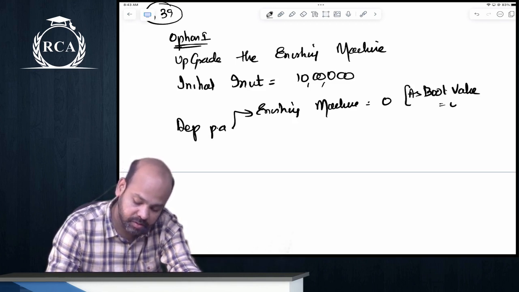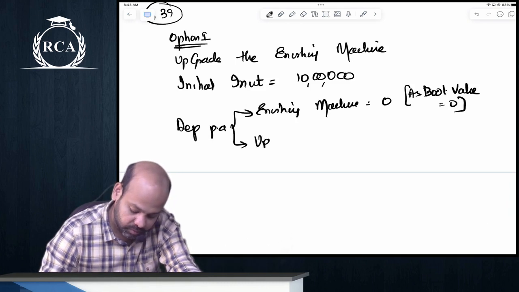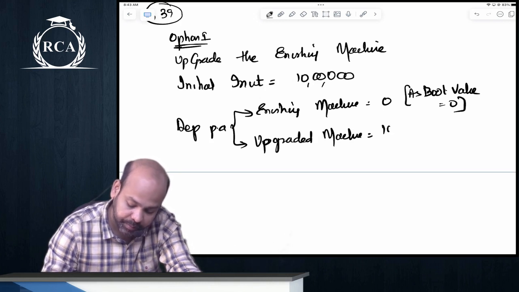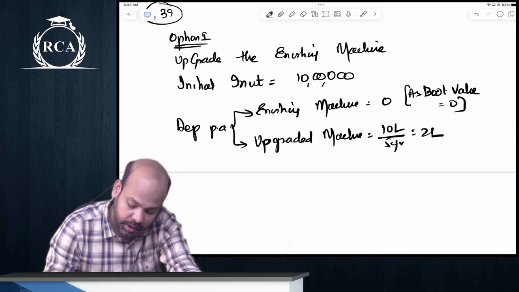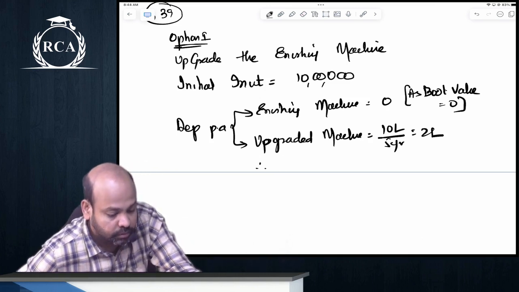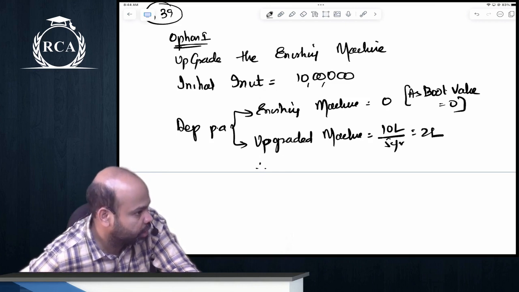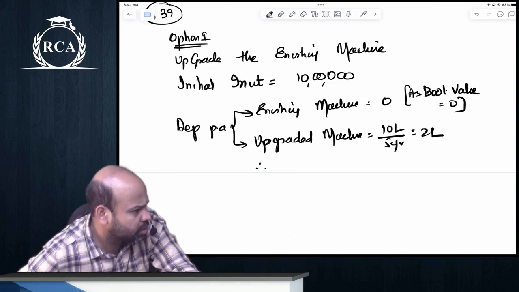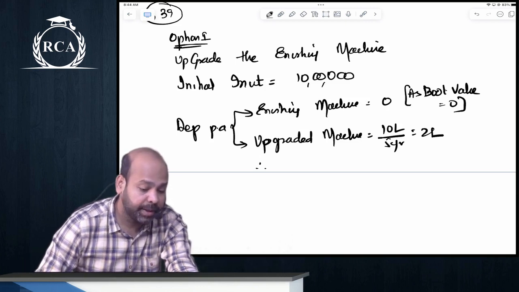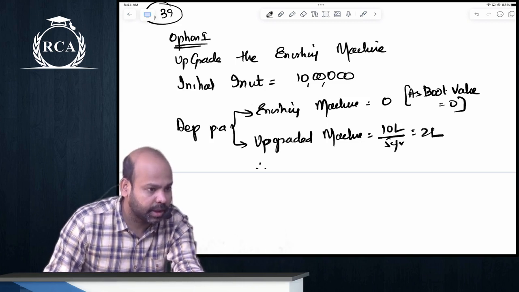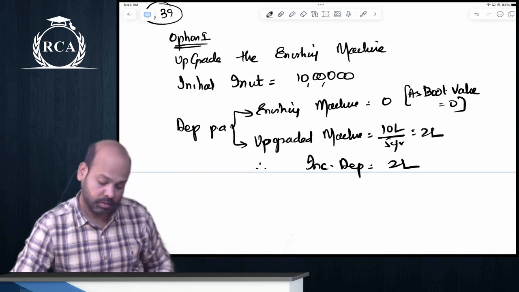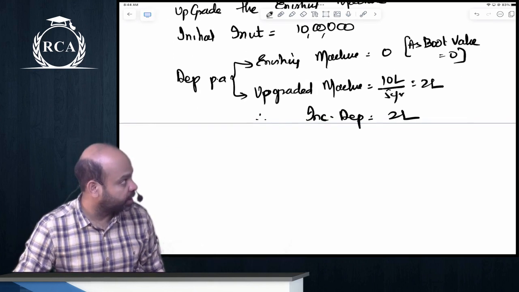Upgraded machine guys would be 10 lakhs divided by how many years? 5 years. So that will be 2 lakhs. Therefore incremental ले लो, incremental लिख दो. फिर PAT भी incremental लेंगे. Incremental PAT add back incremental depreciation. ठीक है, done. Incremental depreciation guys will be 2 lakhs. Are you understanding this guys?